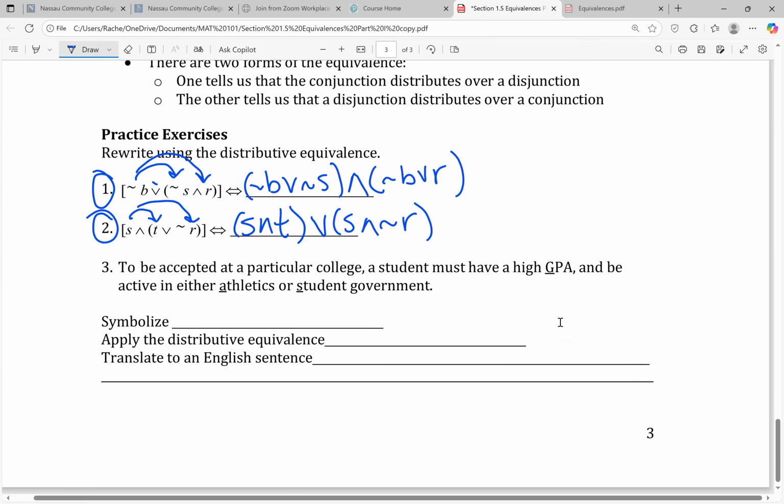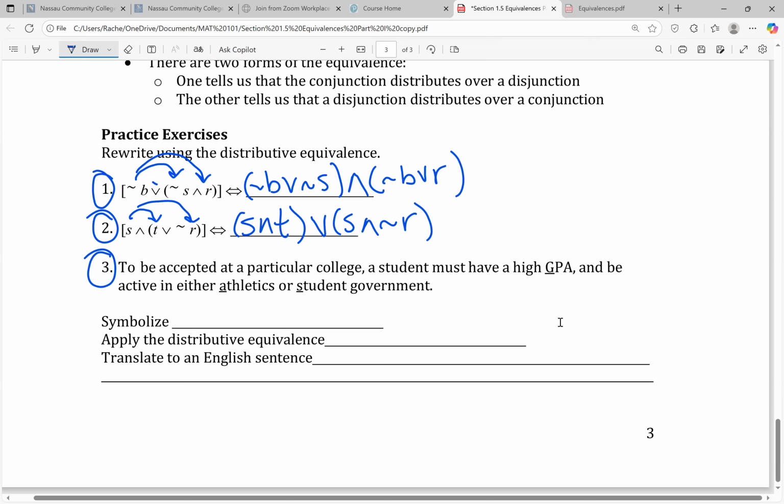And this last one, we'll do what we were doing for the other ones, the third example. Let's just practice with an English statement, and then we'll symbolize it, and then we'll translate back to English. So number 3 says, to be accepted at a particular college, a student must have a high GPA and be active in either athletics or student government.